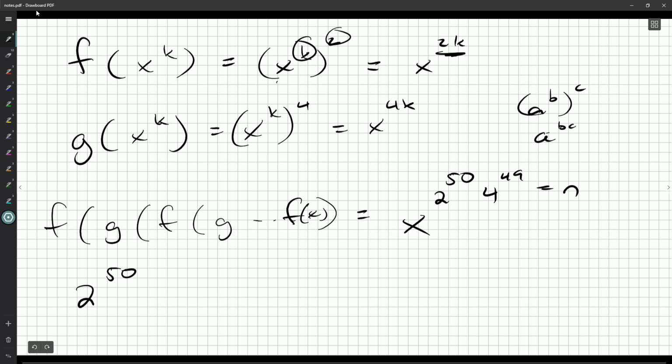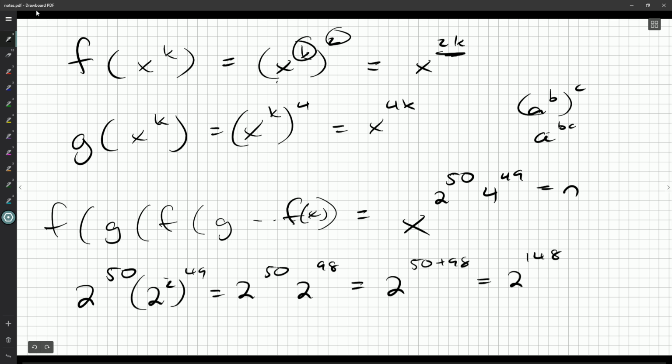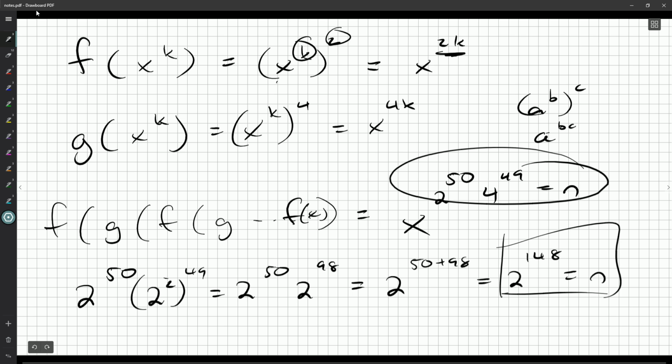We get 2 to the 50. Now 4 is really 2 to the 2. So we can use this same sort of multiplication trick. 2 times 49 is 98. Now if you've got the same base, you can add the exponents. So 2 to the 148. So this was n. That means this is n, 2 to the 148.